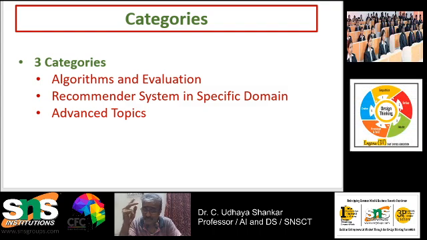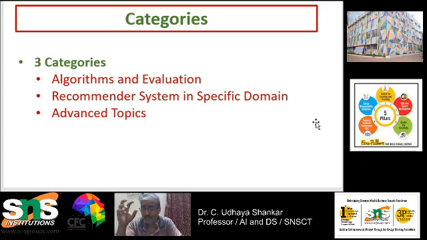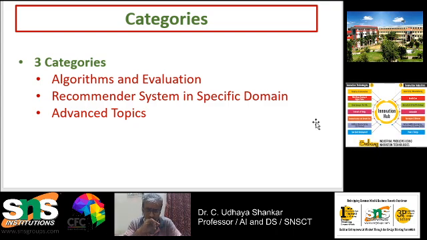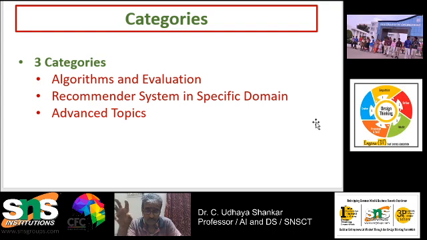And then the second category deals with the recommender system in a specific domain. It doesn't mean that a recommender system is used only in a particular web page. No. Almost all web pages are using recommender systems. So how it is suitable for specific domains, and how we can use this recommender system in many different domains, is what the second category is about.